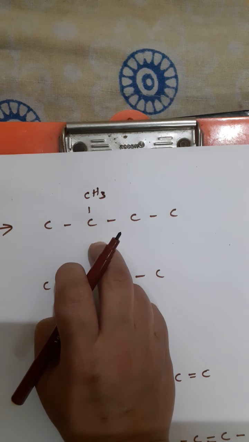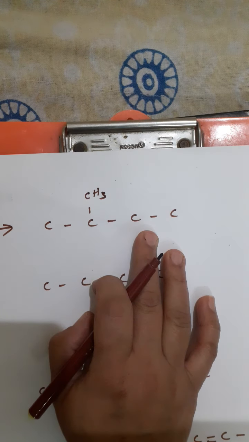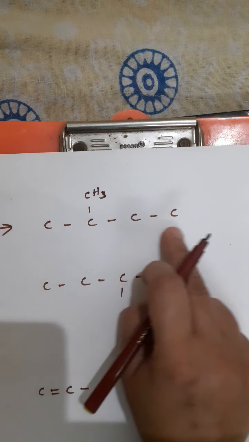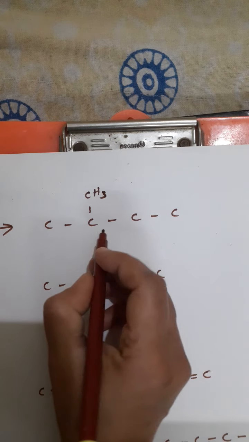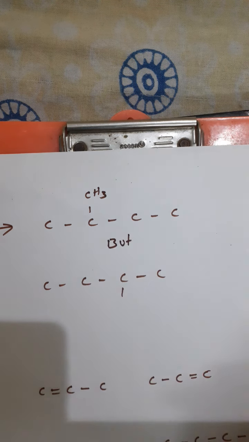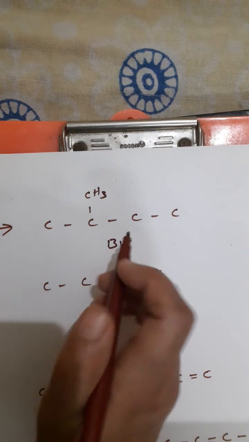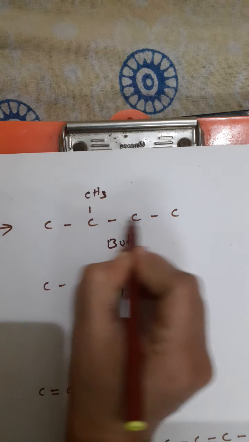Now as I said, what is rule 1? First, identify the longest chain. Which is my longest chain? The straight chain is my longest chain. How many carbons are there? 4. That means the root name is but. What is the root name? But. Now comes the first step: complete the structure.